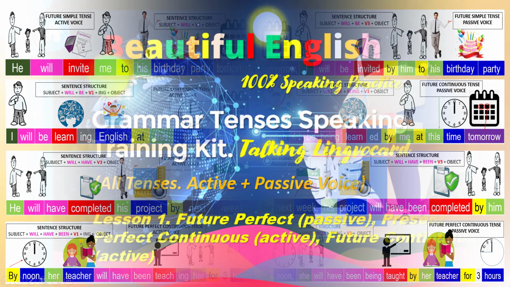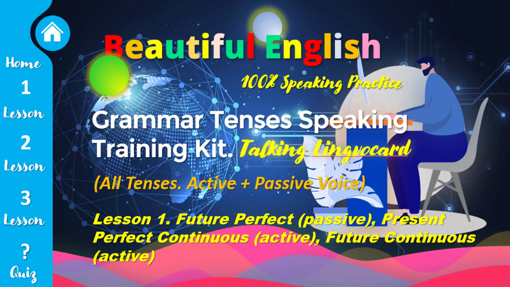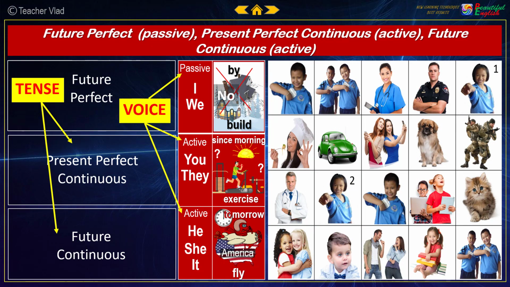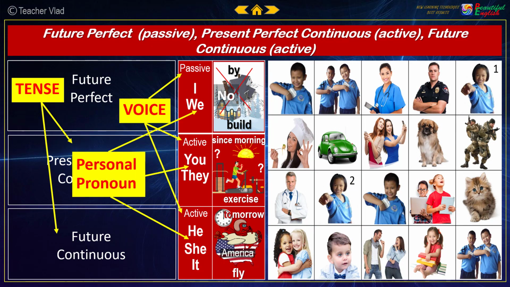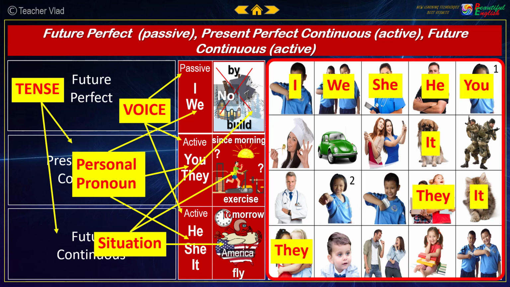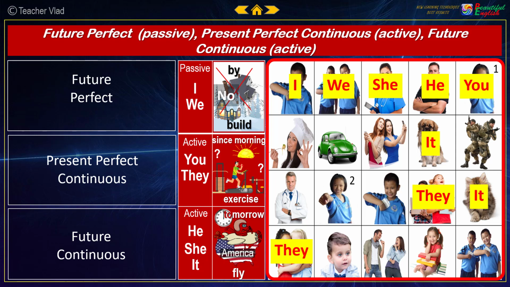Talking Lingo card. It is the most powerful and the most difficult speaking training tool. It consists of several sections: tense, voice, personal pronouns, situation. Pictures on the right tell you what personal pronoun you should use to make a sentence. So, at first, you look to the right and choose a picture. A boy pointing at himself, I, for example.